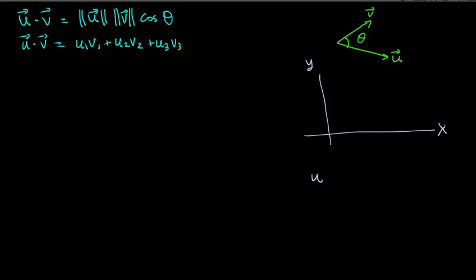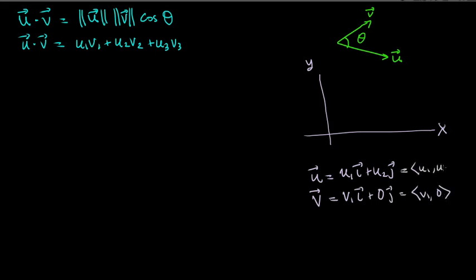So let's suppose that u is just the vector u1 i plus u2 j. So two components. There's no z component, right? And let's suppose v is just v1 i plus, and let's make it easy, 0 j, right? In other words, just the vector v1, 0. And u could have two components, u1 and u2.